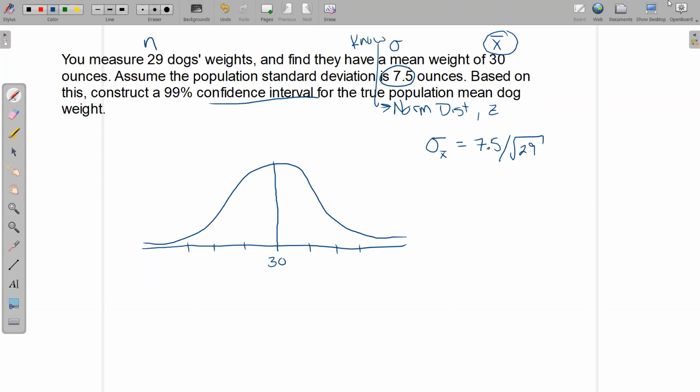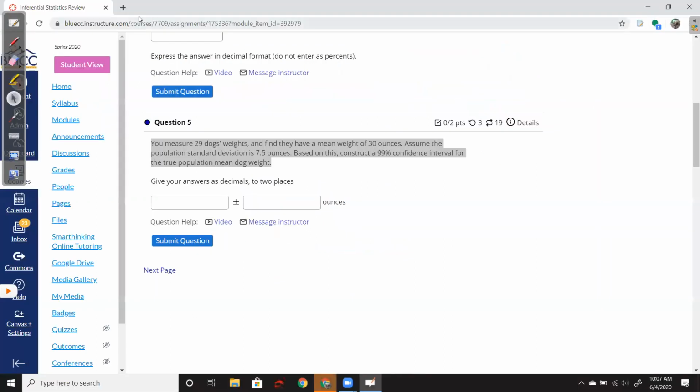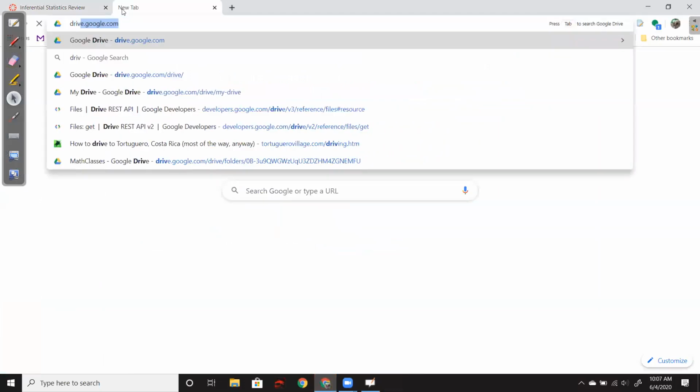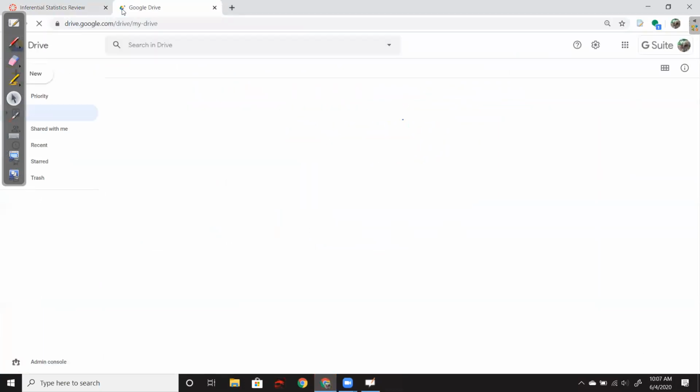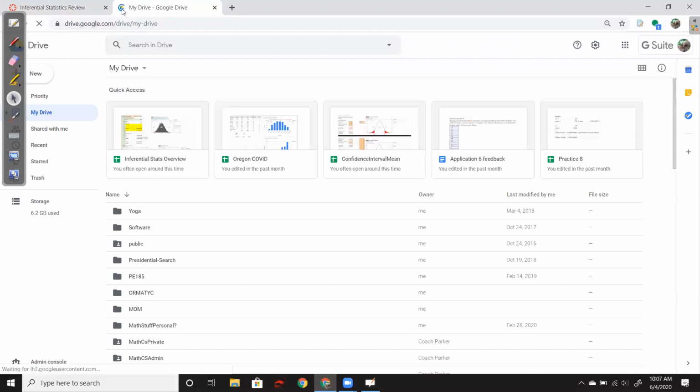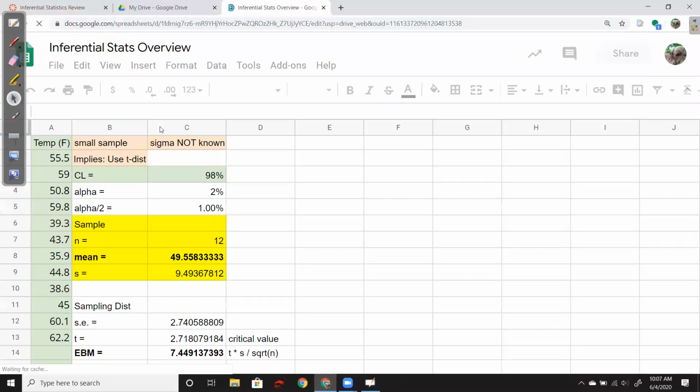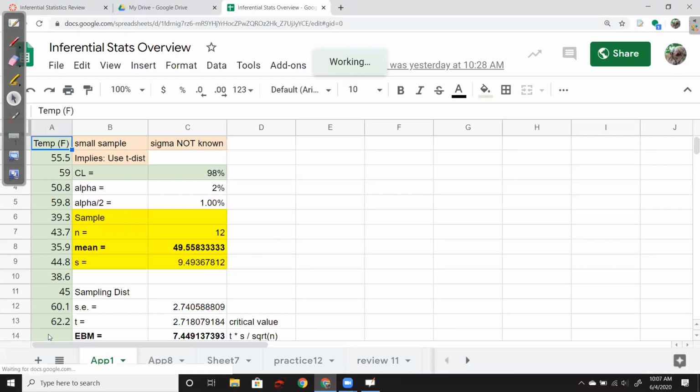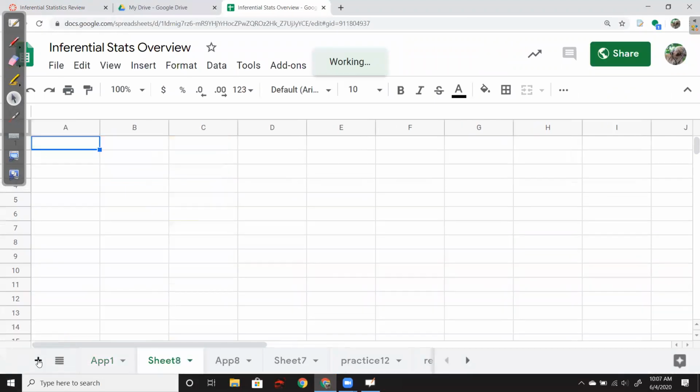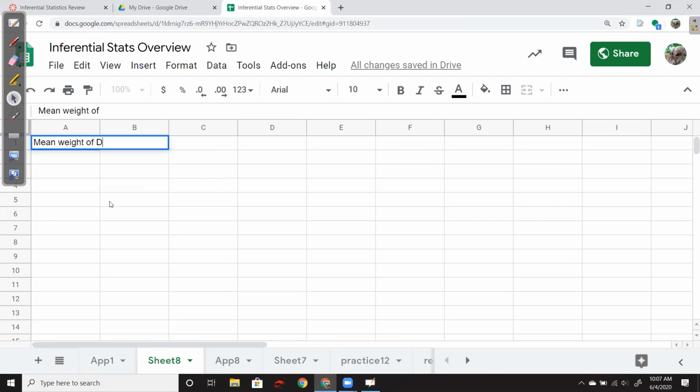And so I might as well start a spreadsheet to accumulate these numbers. And then we'll also whip out StatKey, because it'll draw a nice picture. All right, and this is the spreadsheet I've been using this week. Let's start a new page. Okay, so dogs.